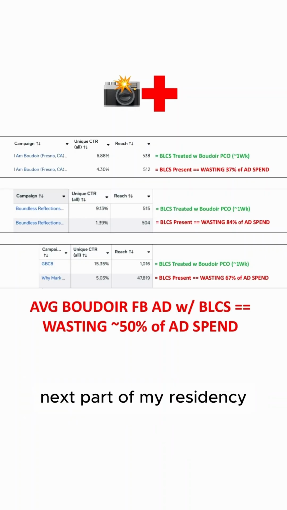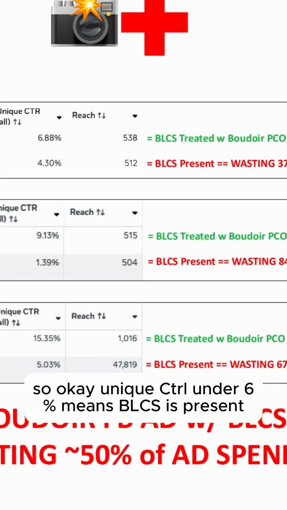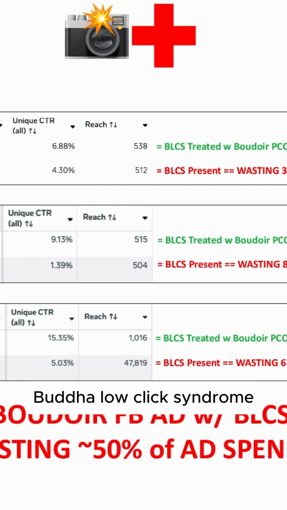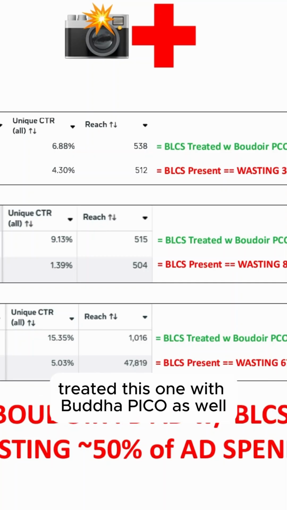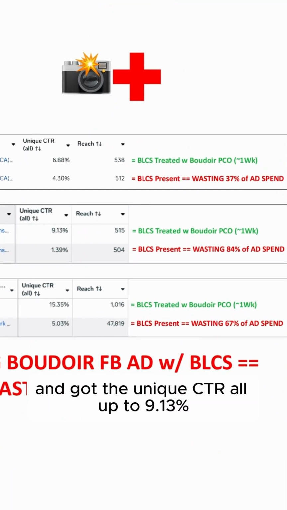Next, part of my residency, I found a second one, tested it, and found its unique CTR all was 1.39%. So, okay, unique CTR all under 6% means BLCS is present, Boudoir low click syndrome. So what we did was treat this one with Boudoir Pico as well. Takes about a week, and we got the unique CTR all up to 9.13%.